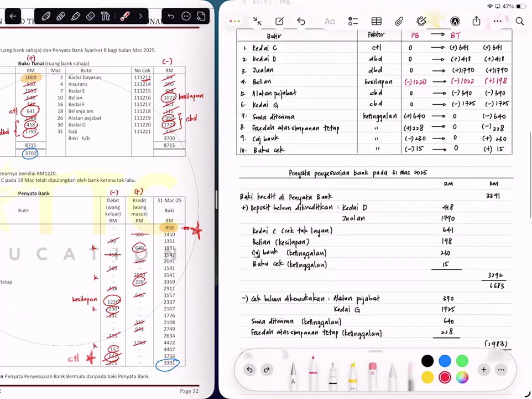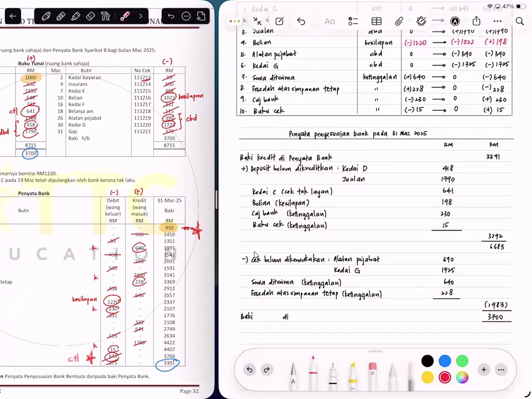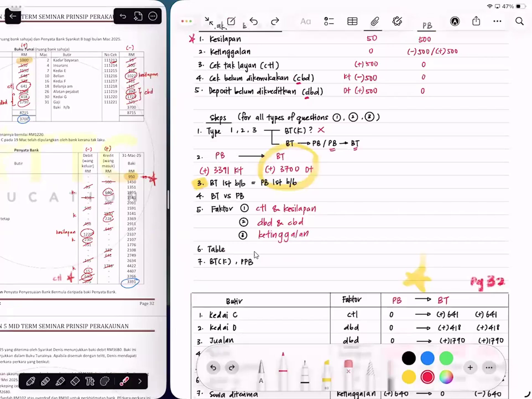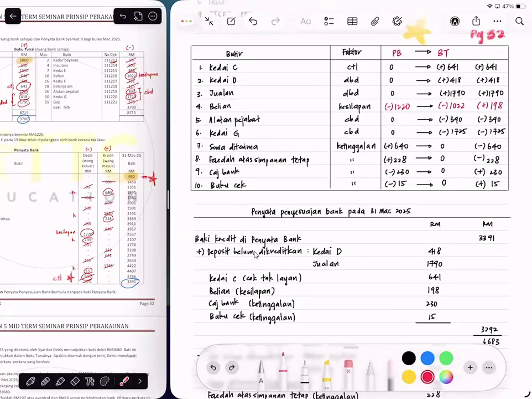Okay, after getting this, you need to copy and paste the table into your answer. And you should start your working from step 2 here. Baki credit di pengataban, positive 3391. Okay, so baki credit di pengataban 3391 here. And then based on the last column, see whether you need to add or minus. You need to add first. You need to add totally 1, 2, 3, 4, 5, 6 items here.